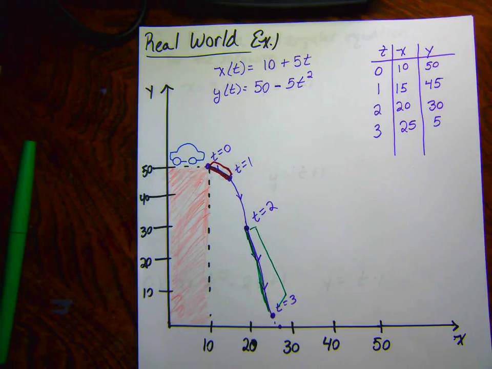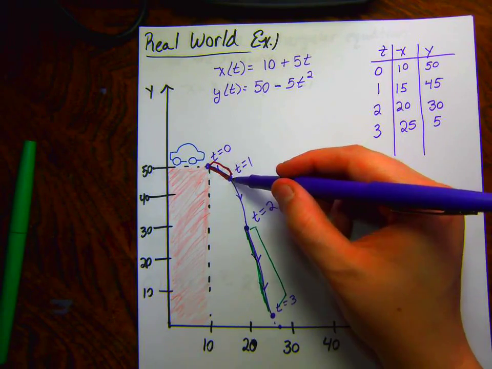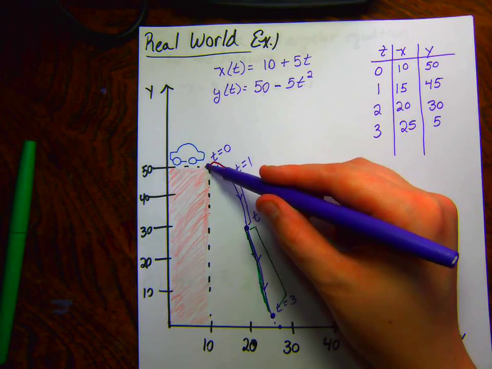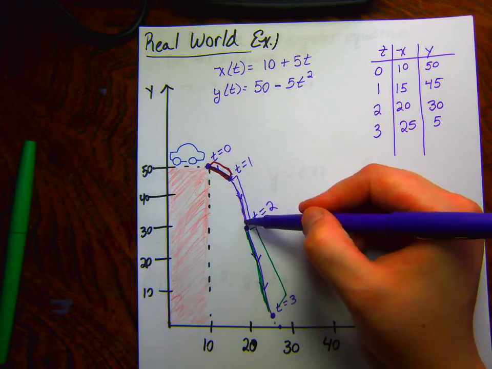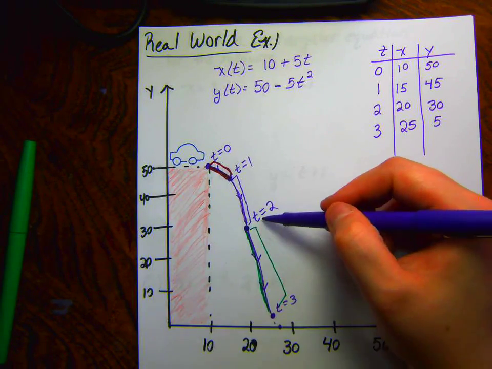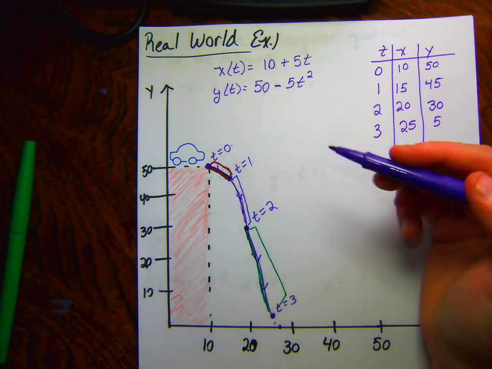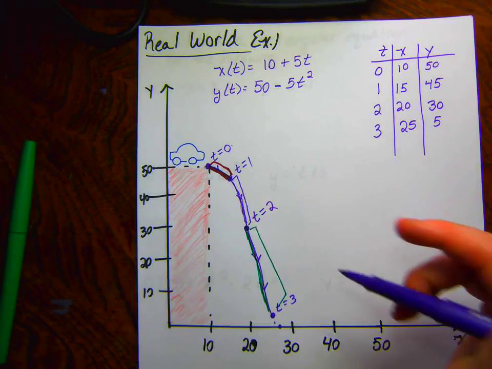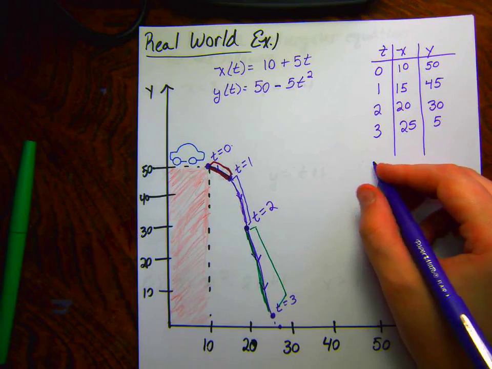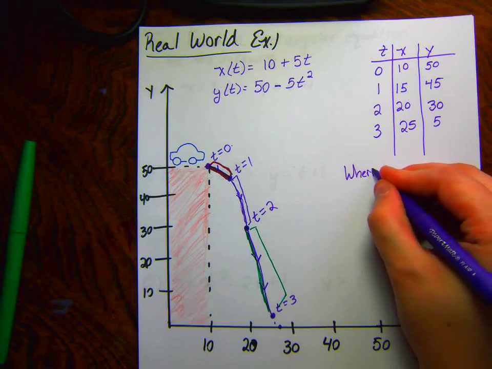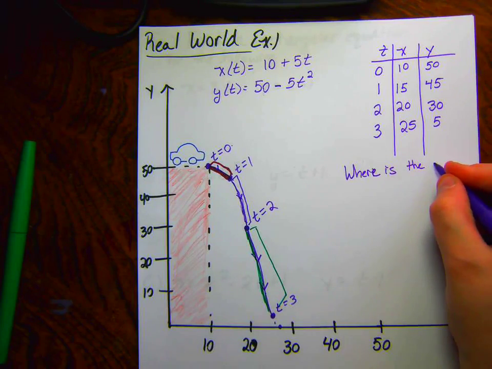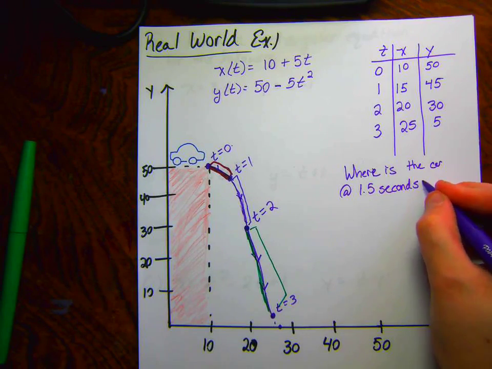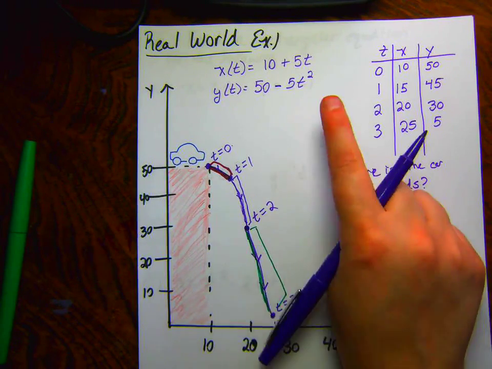Alright, so using parametric equations is telling me that as my car is falling, it's gaining speed. Right? Look at the distance between these points and look at the distance my car has traveled. Okay, my car is traveling a lot faster between t2 and t3 than it was between t0 and t1. Also, if I ask you where is the car at t equals, let's say, 1.5 seconds, I can answer that with this equation.